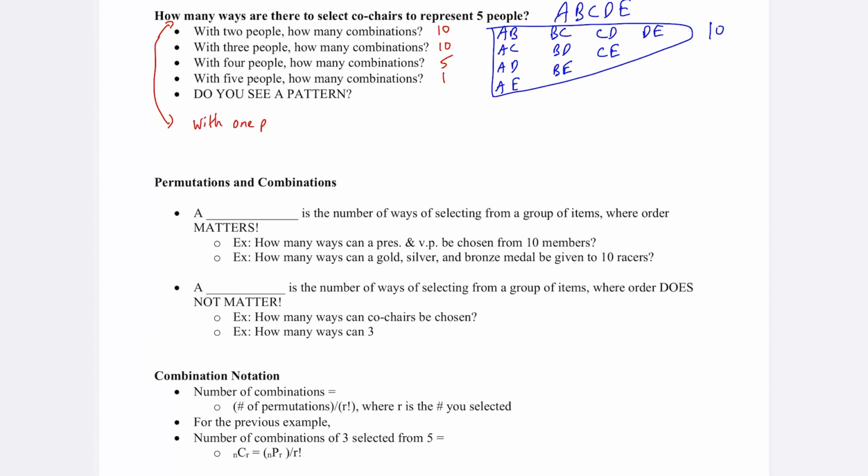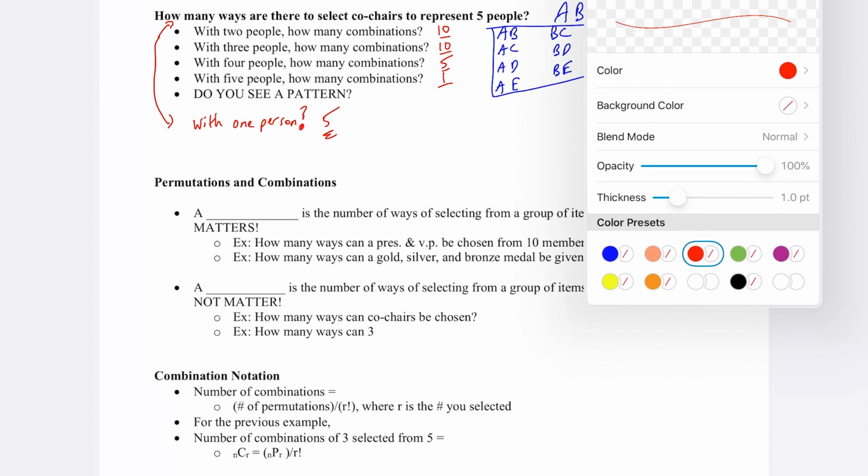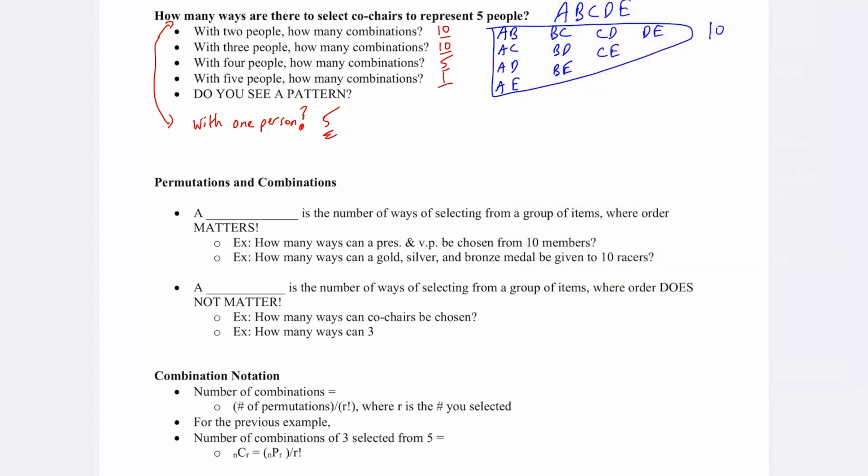The next question would be with 1 person, how many different combinations? That would be having just A or just B or just C or just D or just E all by themselves. That would give you 5. So you might notice that our pattern here went from 5 to 10 to 10 to 5 to 1, and that might bring up something you've seen before. I'll give you a little bit of a hint here. I want you to think about someone named Pascal.